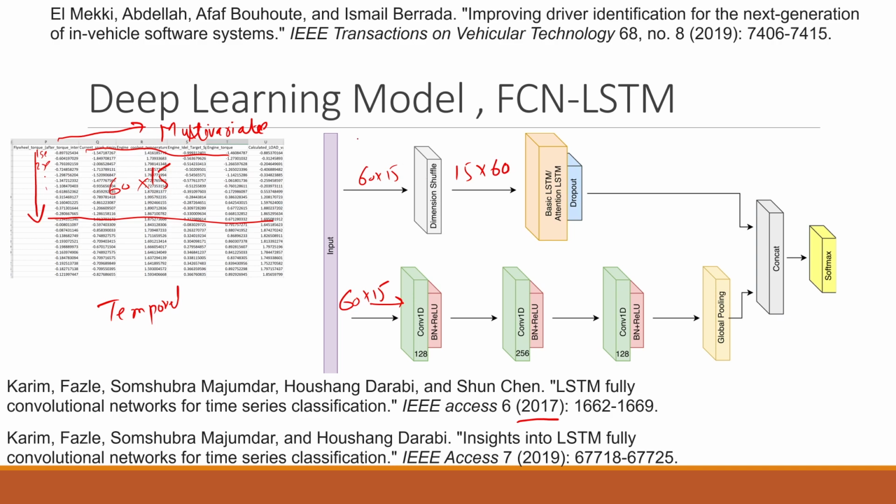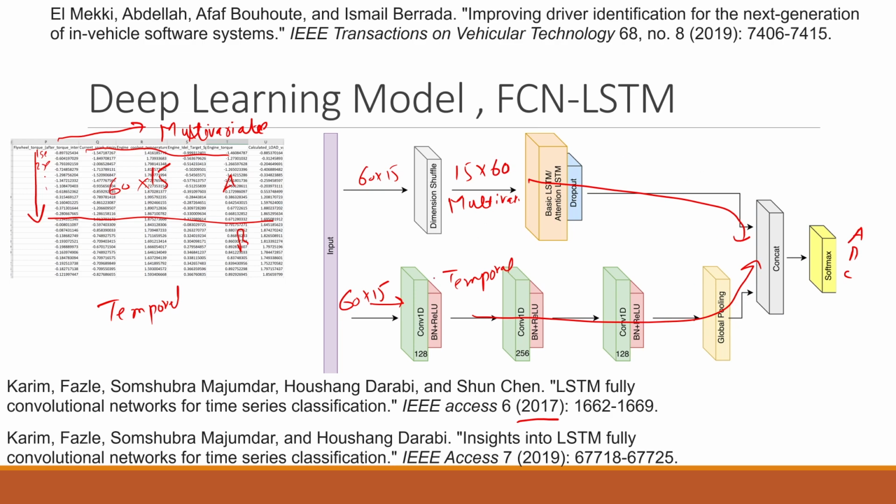So the LSTM is getting the multivariate data. However, in this case, it is getting the temporal, like temporal means related to time. The convolution operations are related to time, while the LSTM is related to multivariate data. Both kinds of features, the multivariate features and the temporal features, are concatenated to get the output as a class, like B, C. For example, this was A and this was B and any other driver.